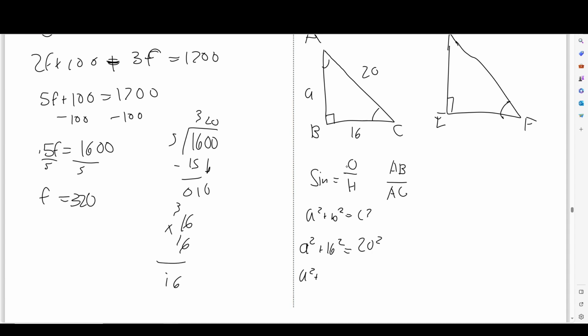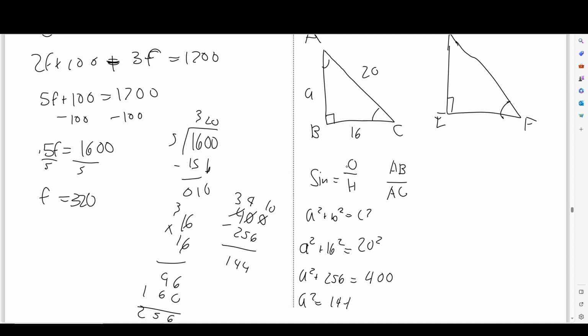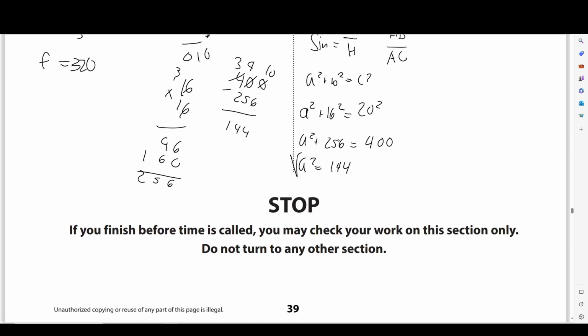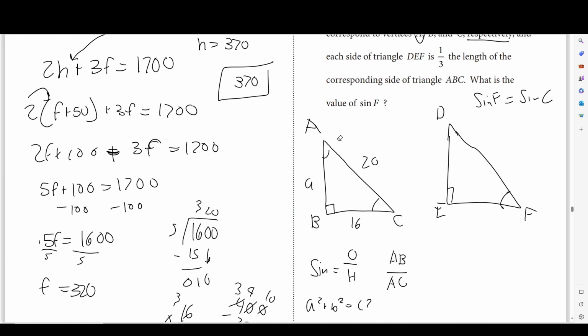16 times 16 is 256, which is equal to 20 squared, which is 400. 400 minus 256 is equal to 144. So that means that a squared is equal to 144. Take the square root on both sides, and a is equal to 12. So we know that a is equal to 12.